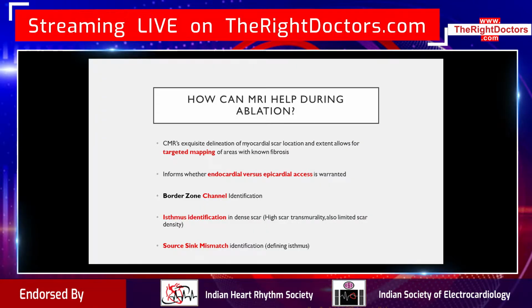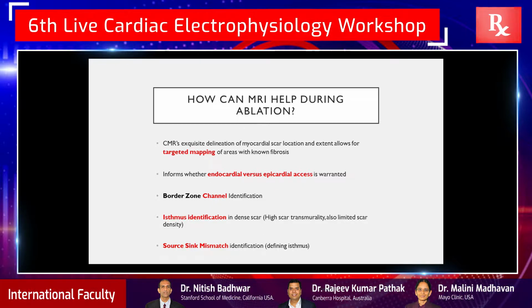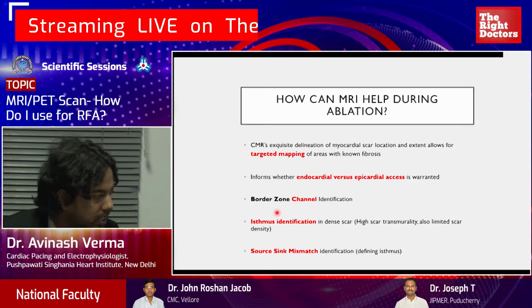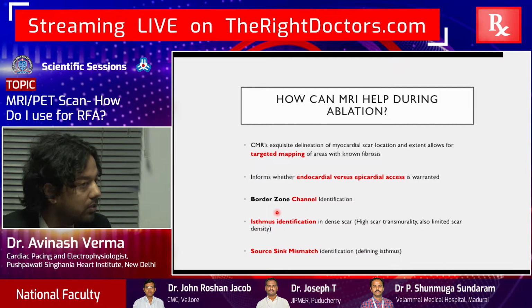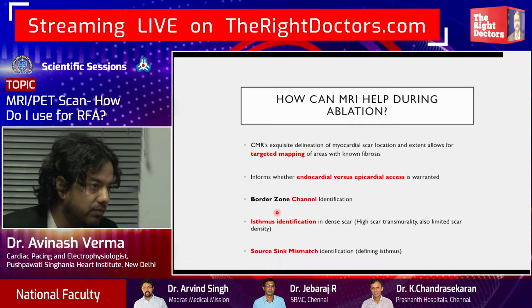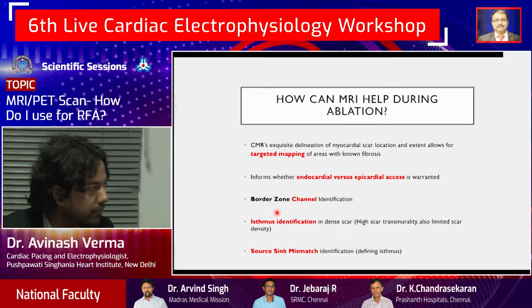So how can MRI help me during ablation? It can make you more effective, more efficient in mapping. It can make you faster by doing targeted mapping. If you know where the scar is, you will just go and map those areas. It informs you whether an endocardial or epicardial technique is needed. It tells you where the border zone channels are, so again, you can map those areas more carefully for the presence of isthmus.